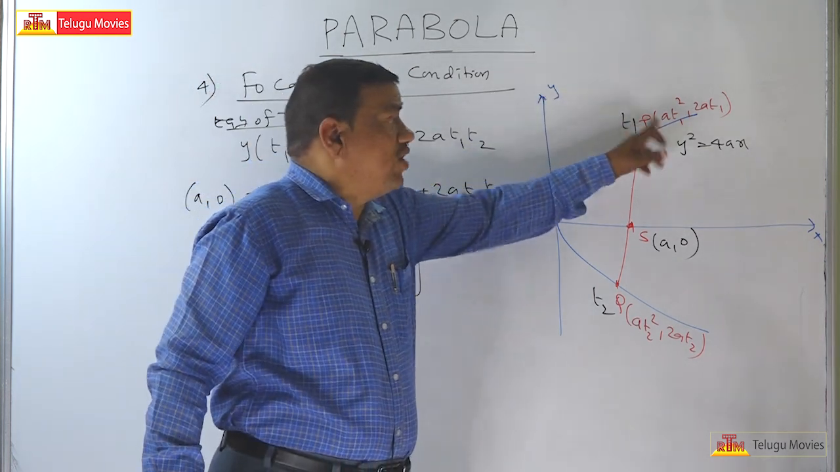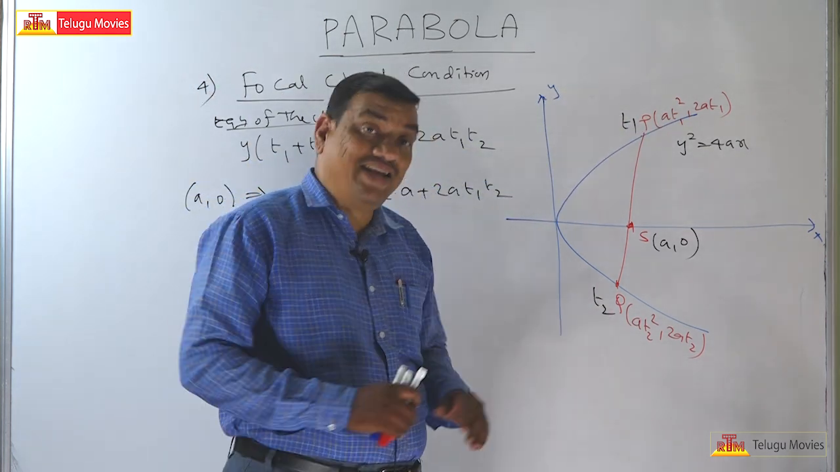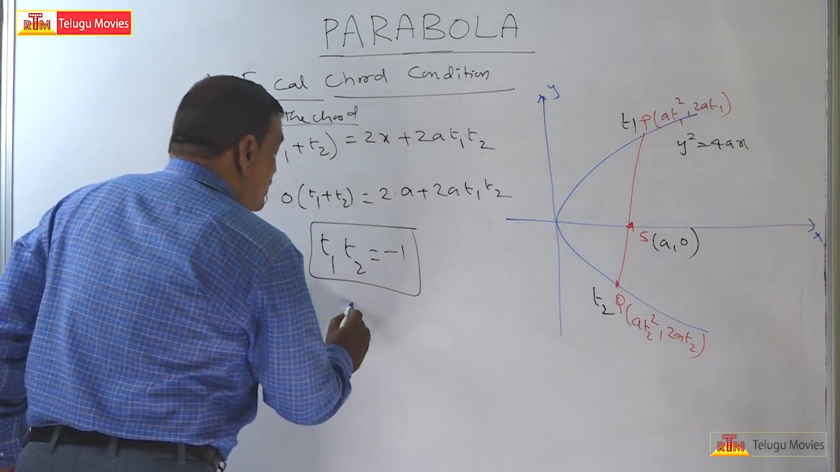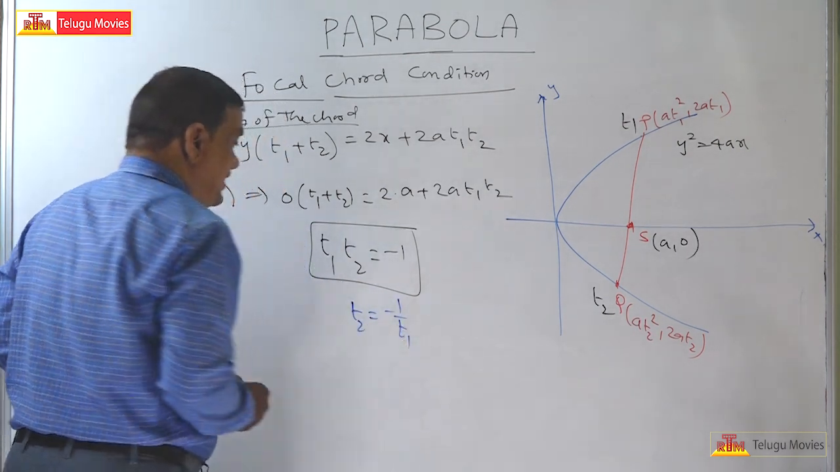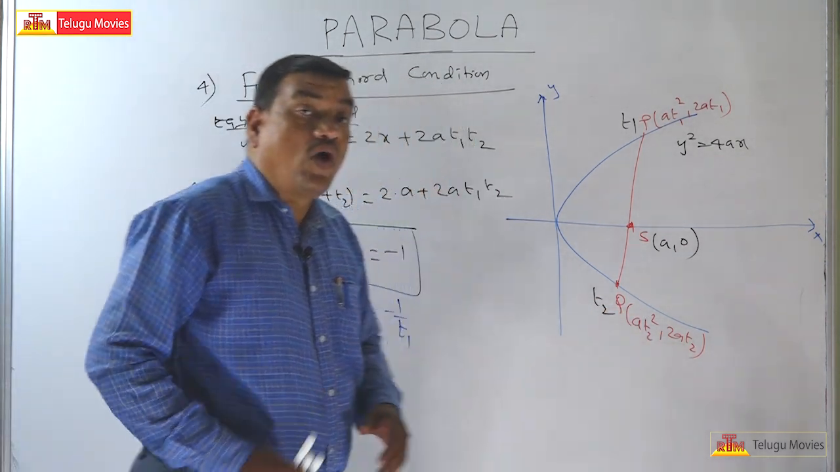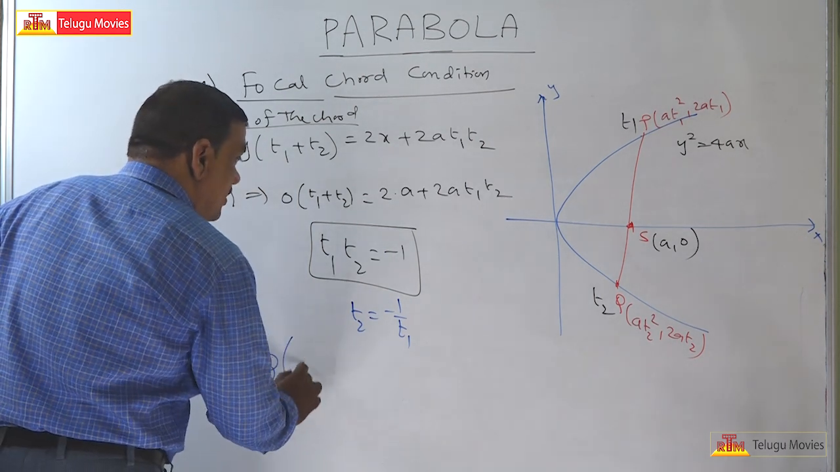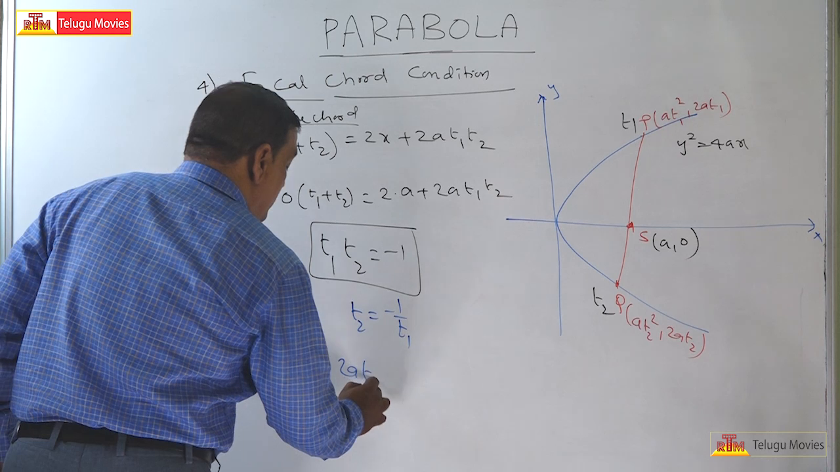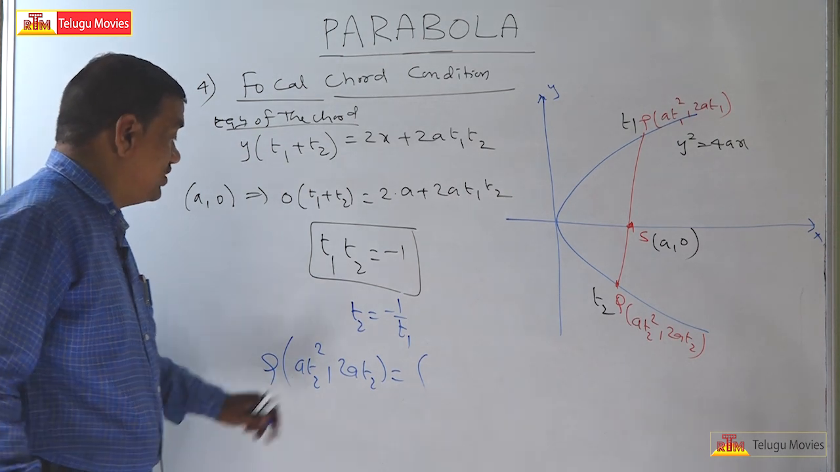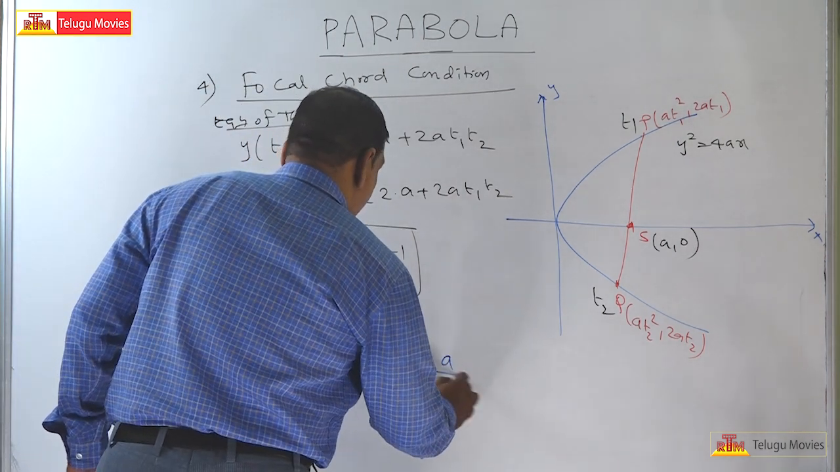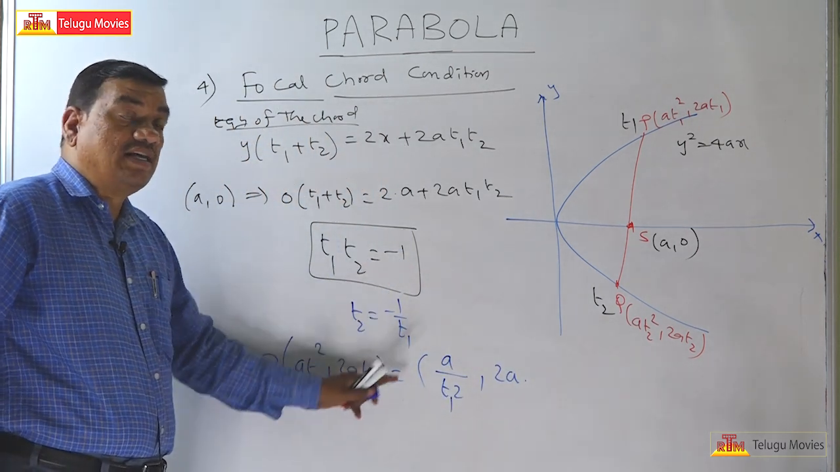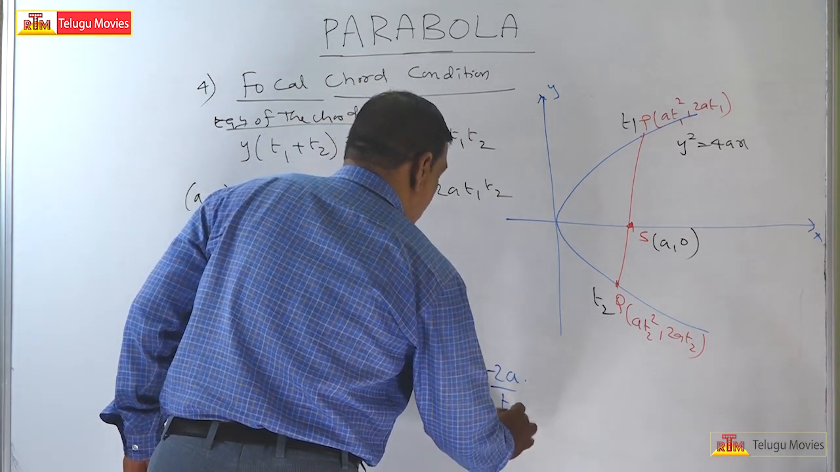if one end of the focal chord is given, we can find the other end using this relation. From this relation, we can take t2 is equal to minus 1 by t1. In the second coordinate, that is Q, what is Q here? (a t2 square, 2a t2). Now, wherever t2 is there, substitute minus 1 by t1. If you substitute here, what happens? a by t1 square, and 2a into t2, which is minus 1 by t1, so that is equal to minus 2a by t1.